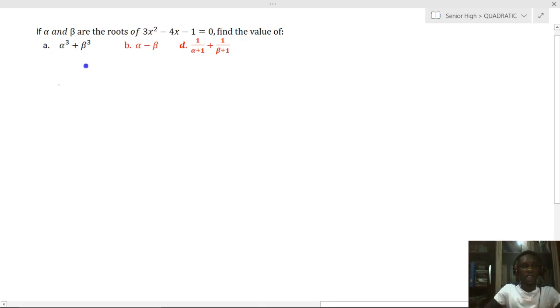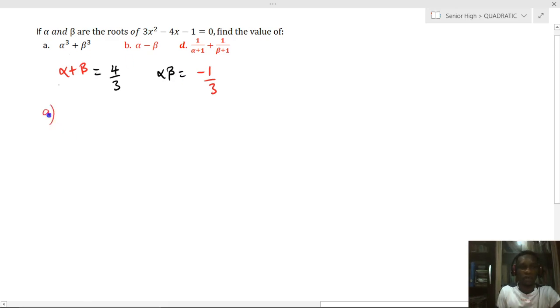Now let's first bring down the major things we need, which is alpha plus beta, and then we also need alpha beta. Now remember, our alpha plus beta already gave us our value as what? 4 over 3, and then our alpha beta gave us the value as what? Minus 1 over 3. Okay, so with the knowledge of this sum of the roots and product of the roots, we can solve this particular question.